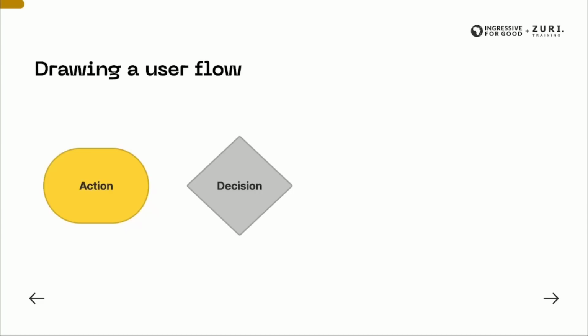Diamonds represent points in the user flow where users must ask a question and make a decision. The decision the user makes will either move them forward through the flow or back to an earlier part of the flow. For the user flow of a dog walker app, a decision could be choosing whether or not to book the dog walker whose profile is being reviewed.